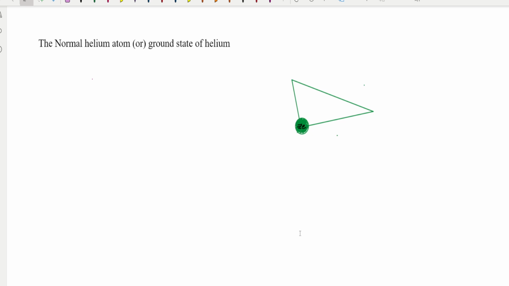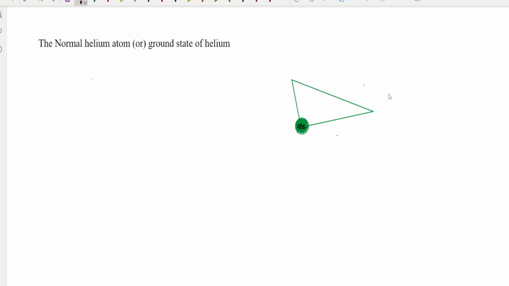Here we are going to discuss the normal helium atom, or the ground state of the helium atom. A helium atom consists of a nucleus, that is He, at the origin, and two electrons.